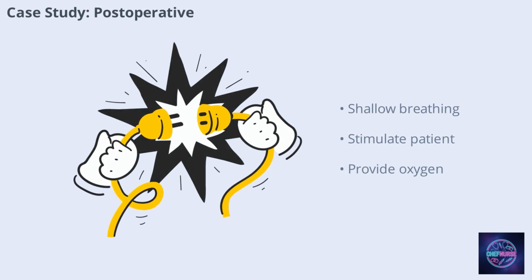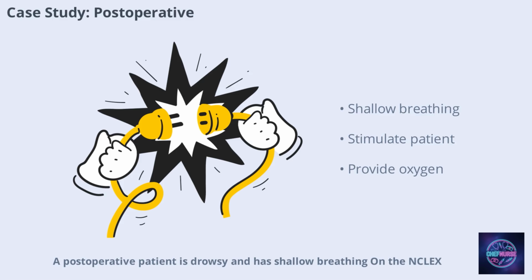Postoperative patient is drowsy and has shallow breathing. On the NCLEX, this could indicate respiratory depression from anesthesia or opioids. Your priority is to stimulate the patient, assess their airway, and provide oxygen as needed. Address respiratory compromise before managing pain or other issues.